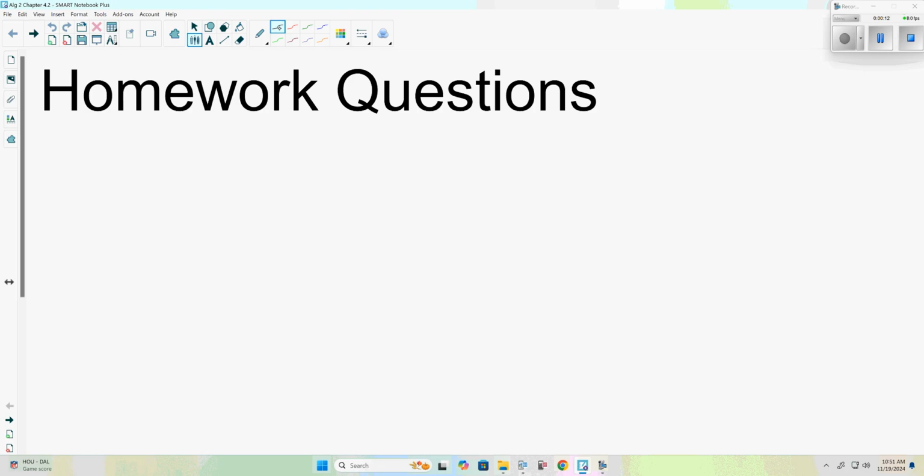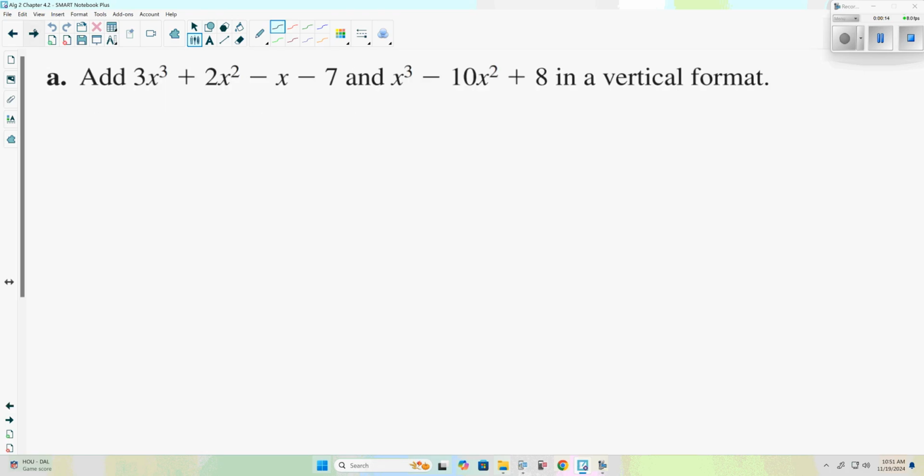So 4.2, we're still talking about polynomial functions, but today we're going to be talking about doing operations, specifically addition, subtraction, multiplication, and division. Now there's two ways we can add or subtract polynomial functions, and that is vertically or horizontally, up and down or left and right.